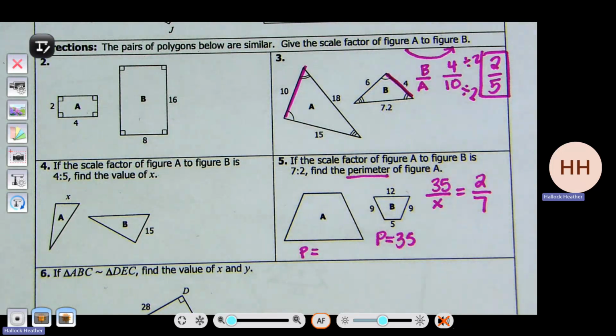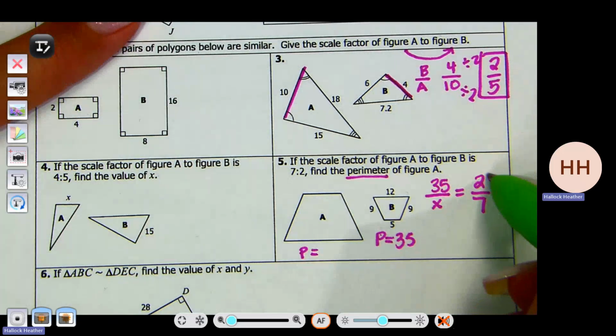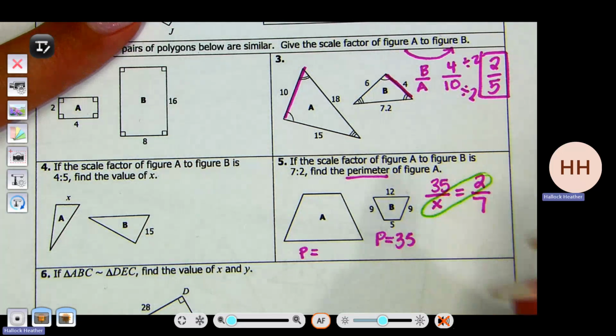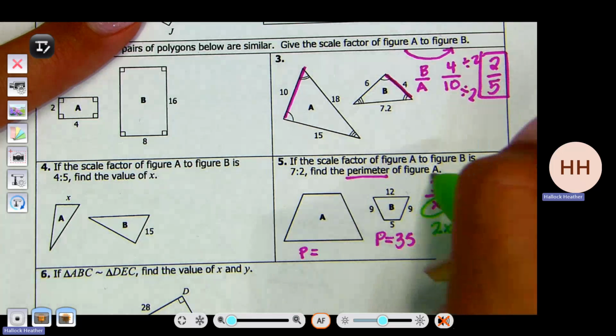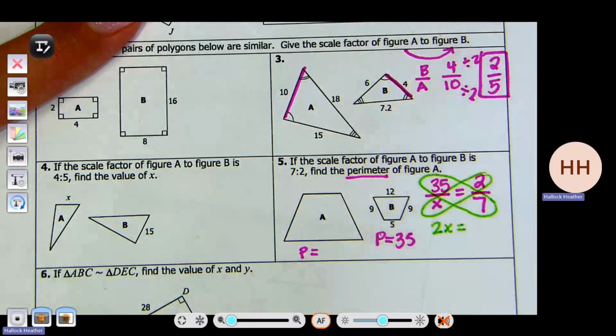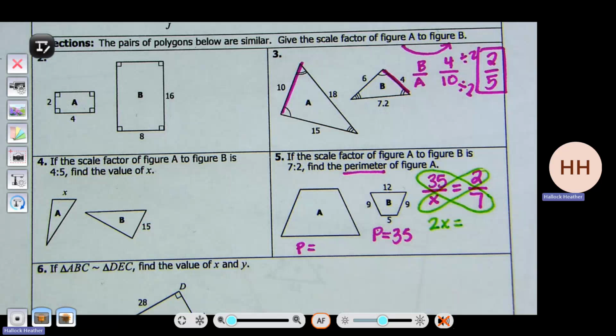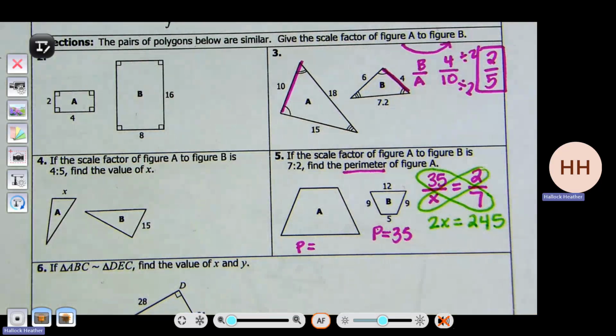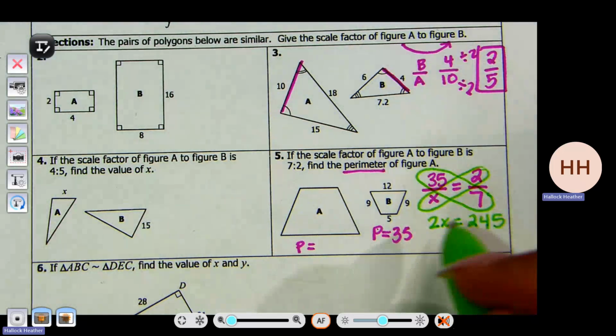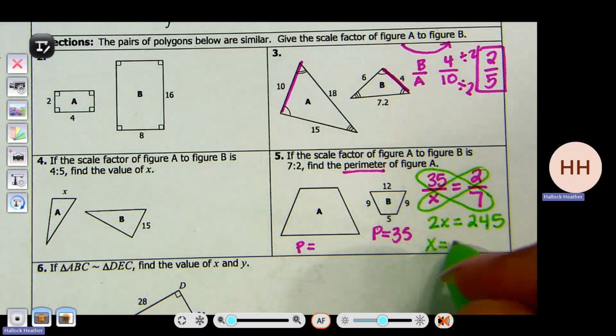So if I cross multiply 2 and X, that's 2X. In a calculator, if I multiply 7 and 35, that's 2X equals... Multiply? Yep. 245. This is the only decimal on this entire sheet. If I divide by 2, I get 122.5.